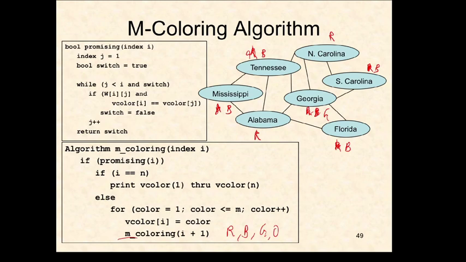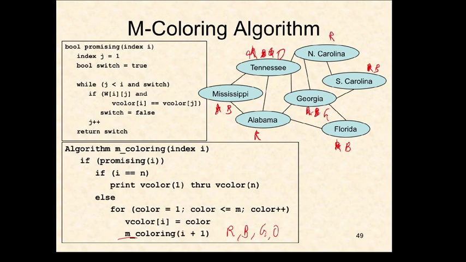Make a recursive call. Is it promising? No. Unroll. Try it with green. Make a recursive call. Is it still promising? No, because it's next to Georgia. Okay. Undo the recursion. Try it with orange.